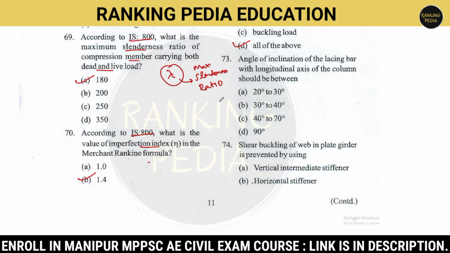Question number 73: the angle of inclination of the lacing bar with the longitudinal axis of the column should be between. Ranges are mentioned: option A is 20 degree to 30 degree. Option B is 30 degree to 40 degree. Option C is 40 degree to 70 degree, or D, which is 90 degree. So the angle of inclination of the lacing bar with the longitudinal axis of the column should be between 40 degree to 70 degree. Option number C is correct.